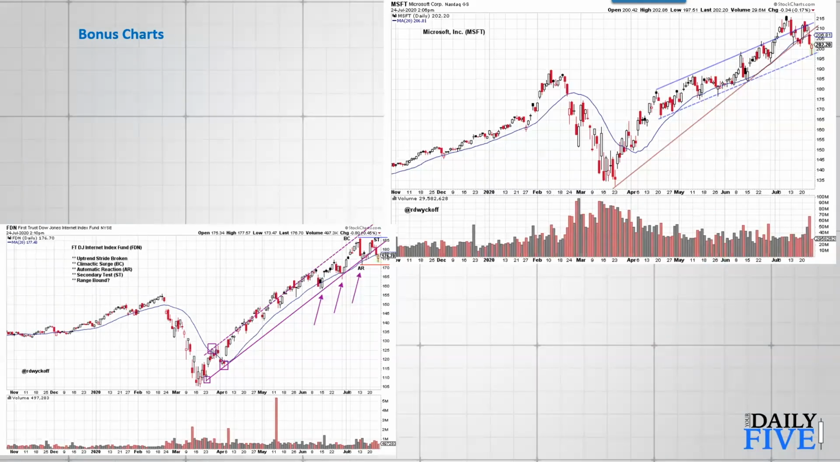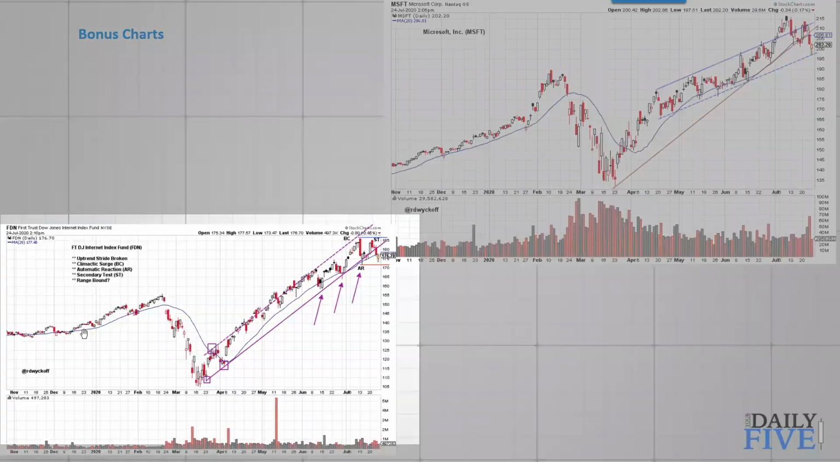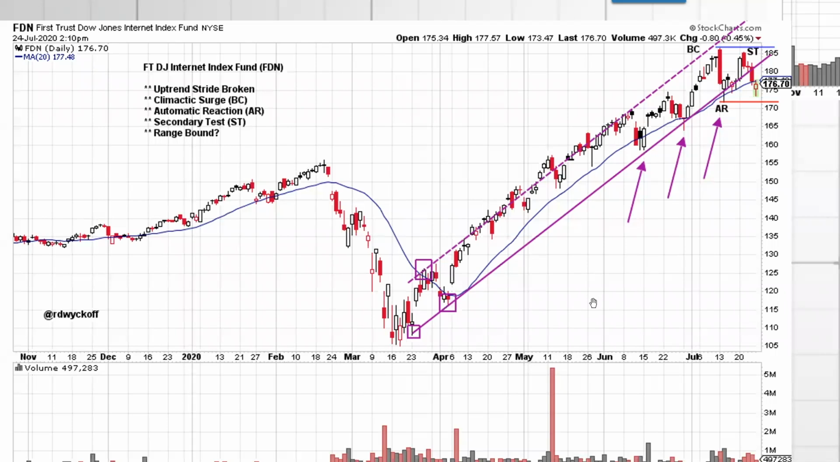So you can see that there's some conditions here at work in these FANG stocks that are interesting and possibly a sign of exhaustion. And with that, we are going to end. I'm going to leave you with this chart here of the Dow Jones Internet Index. Enjoy it, and we will talk about it in Power Charting on Friday.